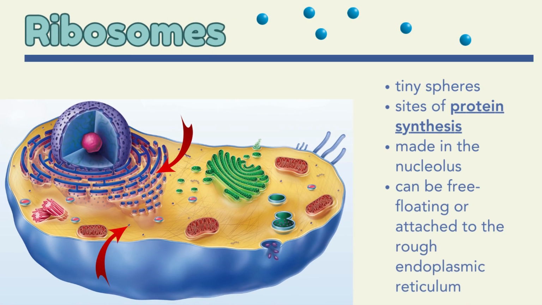Ribosomes are a second organelle. They look like tiny spheres. The red arrows in the image show these little balls. Ribosomes are where protein synthesis occurs. That's where proteins are made. As mentioned previously, ribosomes are made in the nucleolus. Ribosomes can be free-floating or attached to another organelle called the rough endoplasmic reticulum.